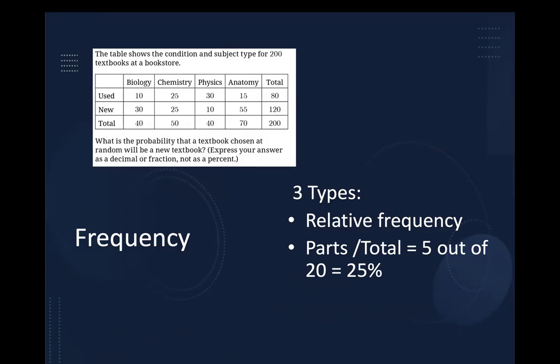They give you different subjects: biology, chemistry, physics, anatomy, and they give you the total. They want you to calculate the probability that a textbook chosen at random will be a new textbook. So you take a look at it and say how many books are new. Then you got to figure it out. But the idea is to know that when you see that, they're talking about probability.